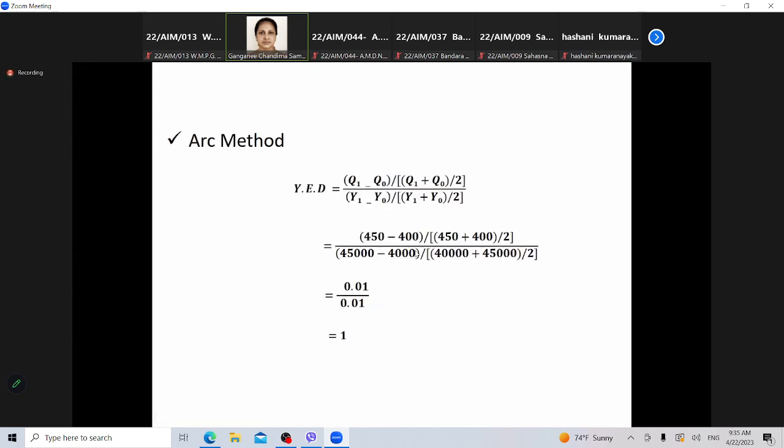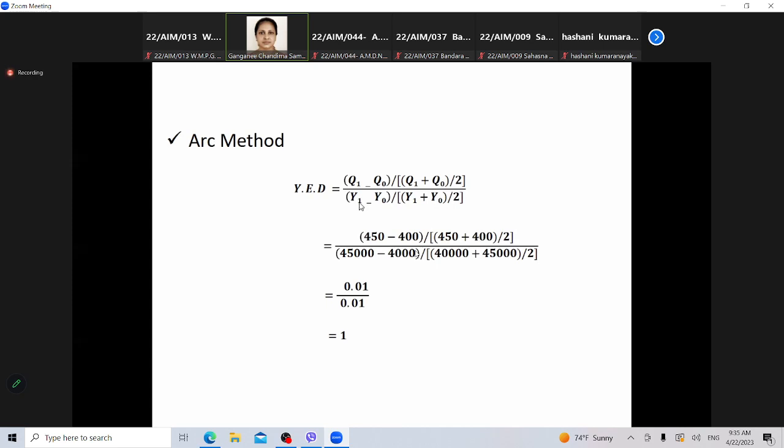See, it should come as 1. Another answer came, yes, Aditya, very good. Answer is 1. Here you can see the change in quantity demanded, say 400, divided by the average of quantity, 450 plus 400 divided by 2. The values are very important, adding values, okay?